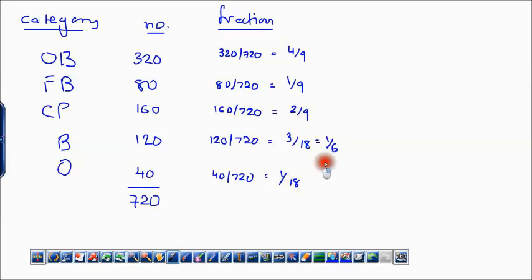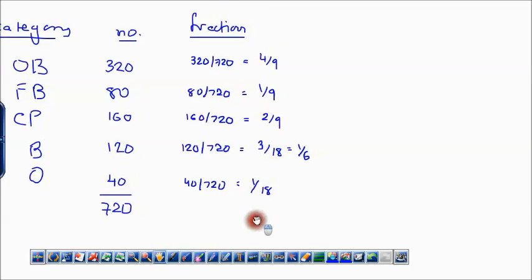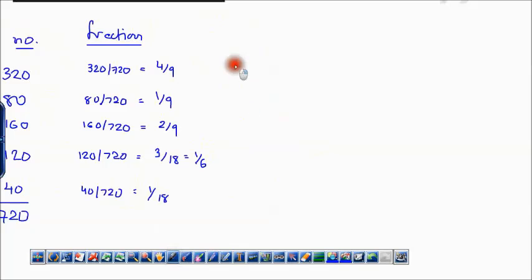These are the fractions. अब फ्रैक्शन को डिग्री में कैसे कन्वर्ट करते हैं? टेक द फ्रैक्शन, 4 by 9, मल्टीप्लाई विथ 360, आंसर 160. टेक द फ्रैक्शन, 1 by 9, मल्टीप्लाई विथ 360, आंसर 40.